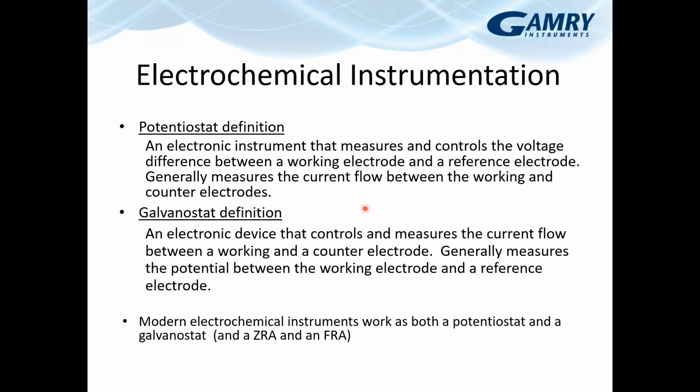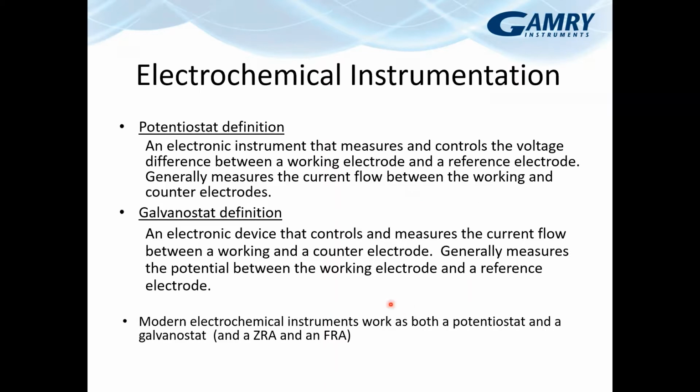A potentiostat is an instrument that measures and controls voltage between a working and a reference electrode, and generally measures the current flow between a working and counter electrode. A galvanostat is kind of the opposite of that. It's a device that's going to control and measure current flow between the working and counter, and generally measures the potential between the working and reference electrode.